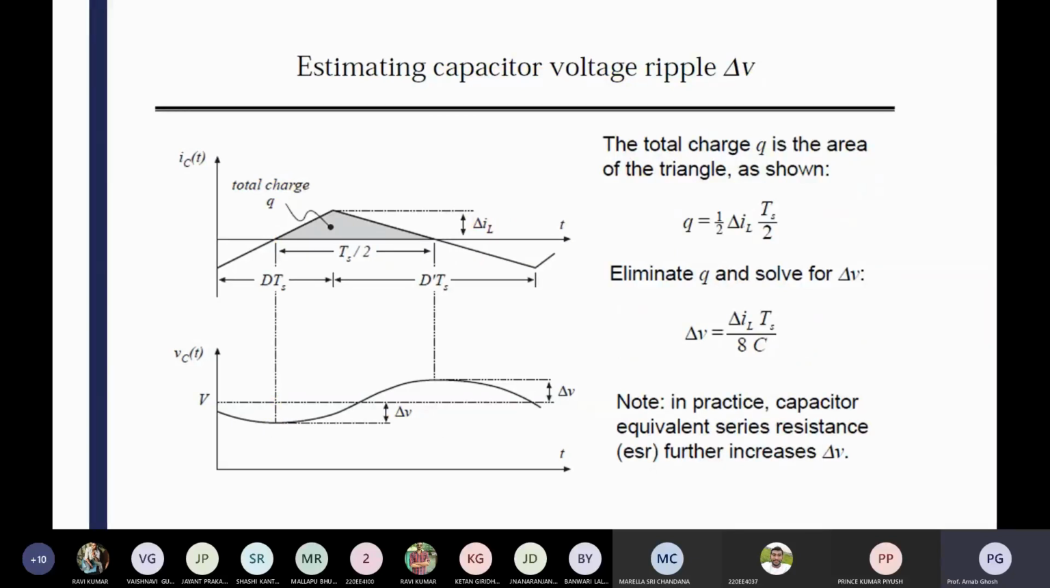For the total charge calculation, it is the area of the triangle that I told you just before for the inductor. So Q equals how much? Total charge Q means area. How much area is there? Half base into height. Base is TS by 2, and height is delta IL. Now you can eliminate that Q to solve for delta V. Replacing all those values, delta V in terms of Q, you'll get those expressions.